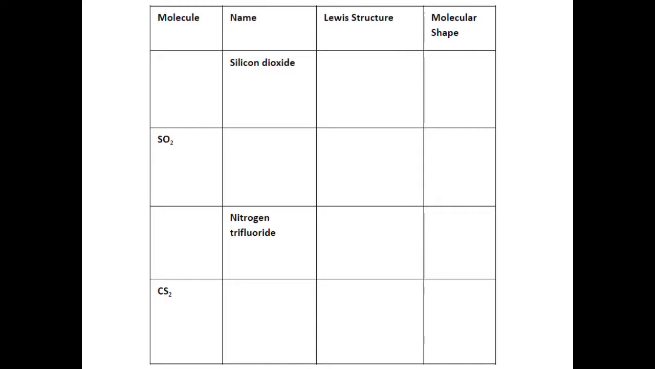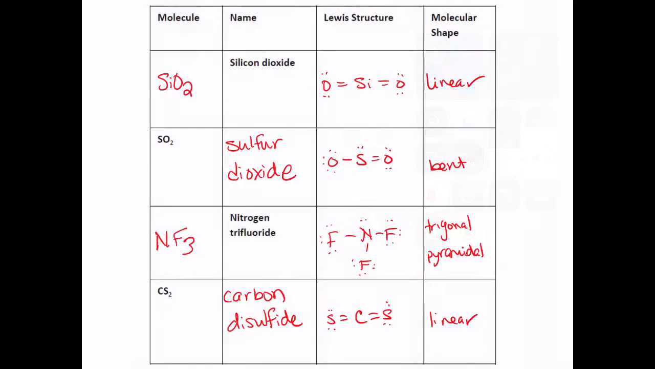This slide combines pretty much everything we've done so far. Fill in the table. You've got molecule, name, Lewis structure, and molecular shape. Again, work through these and come back and check your answers. For the answers to this table, go ahead and check yourself.